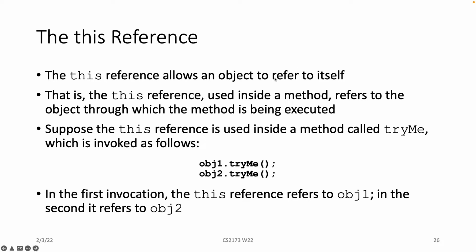Okay, the this reference. Now, this is, in my opinion, one of the most poorly named things in Java. They use the word this, and they had a choice. They could have used something else, which was better, in my opinion. They chose to use the word this because that's what C++ uses, and they wanted to make things comfortable for C++ users. However, if you see the pronoun this, what the heck is this?